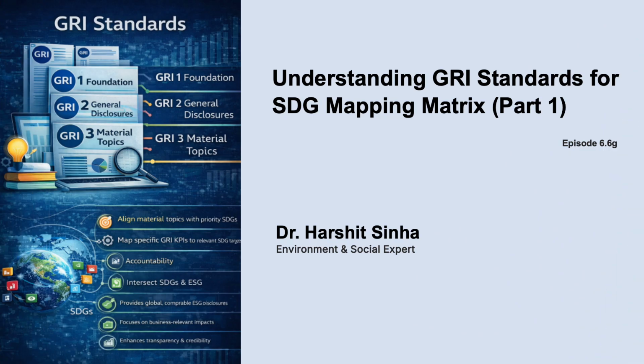The Global Reporting Initiative (GRI) standards provide the most widely accepted global framework for sustainability reporting and form a robust foundation for mapping organizational disclosures to the United Nations Sustainable Development Goals (SDGs). Understanding the role of GRI within an SDG mapping matrix is essential for translating global development goals into credible, standardized, and impact-oriented corporate disclosures.